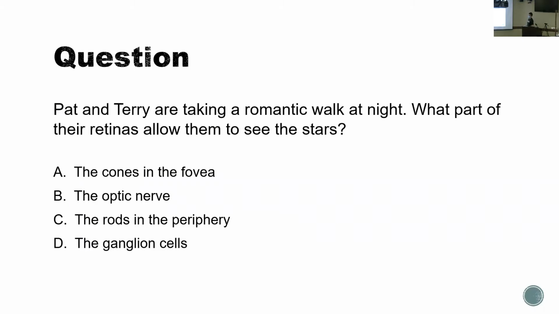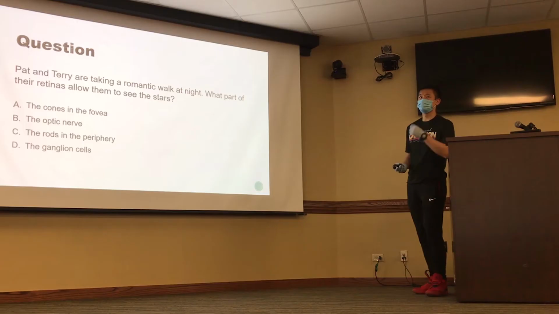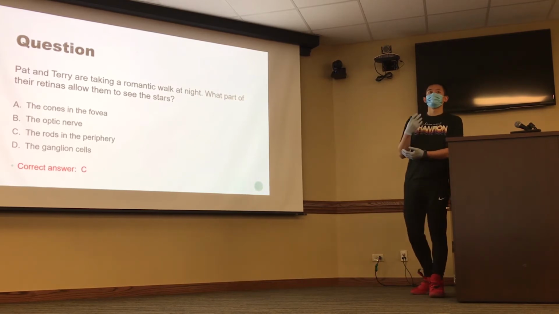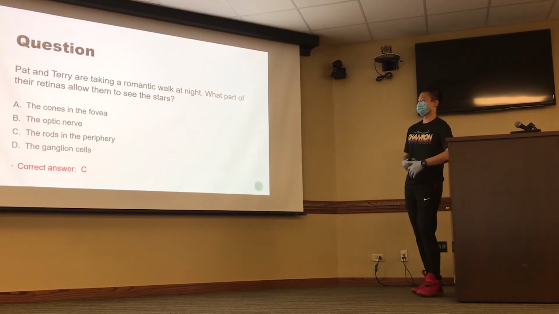So question, this is for reviewing last class. Pat and Terry are taking a romantic walk at night. What part of their retinas allow them to see the stars? You can just say it. Okay, very good. Because it's in the dark, in a low light situation, you need to use the rods.